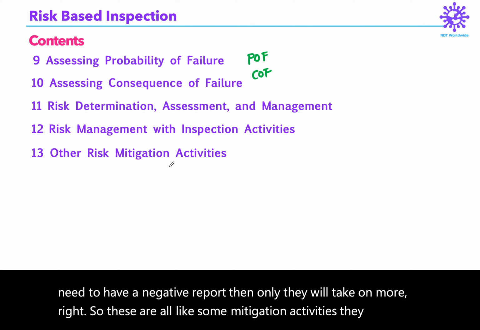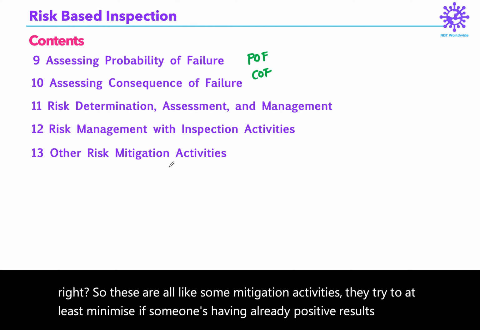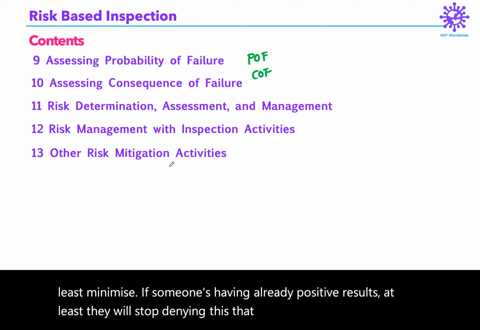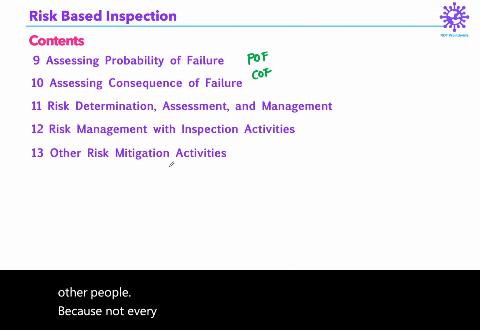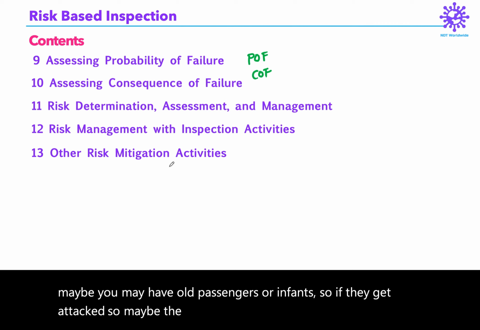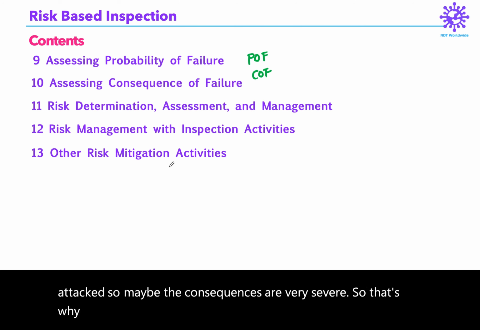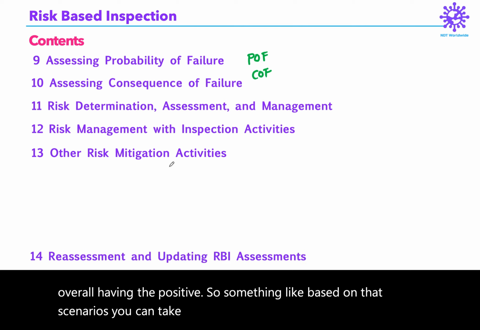They try to at least minimize. If someone already has positive results, at least they'll stop that particular passenger from boarding. They can protect other people, because not every time do we face the same scenario. Sometimes you may have old passengers or infants, so if they get infected, maybe the consequences are very severe. So that's why they try to mitigate, and they stop the passengers who have positive results. So based on such scenarios, you can take immediate mitigation activities.